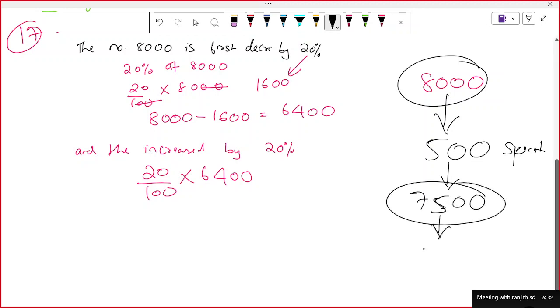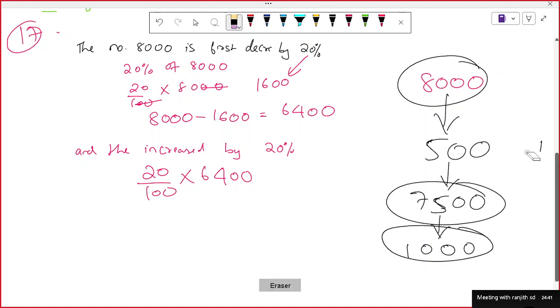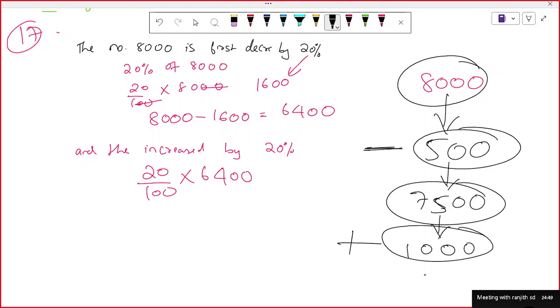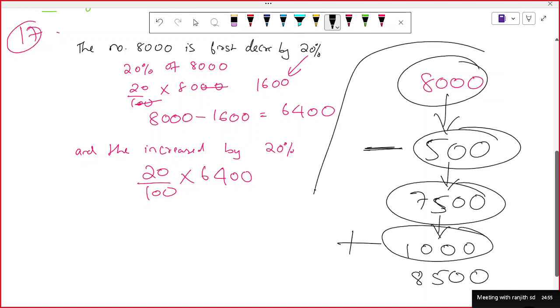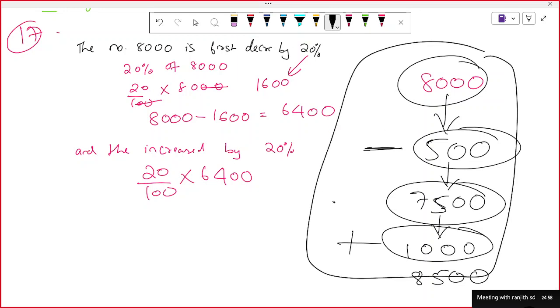In 7,500, your parents or your relative, your granny, they give you 1,000. So it's increasing or decreasing? Increasing. So whatever is spent or decreased, you have to minus. Whatever is increased, you have to add. So how much do you get? 7,500 plus 1,000, 8,500.